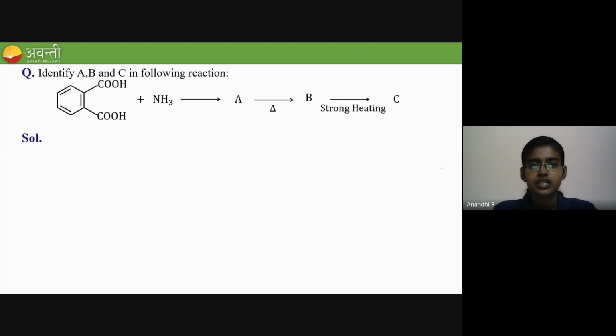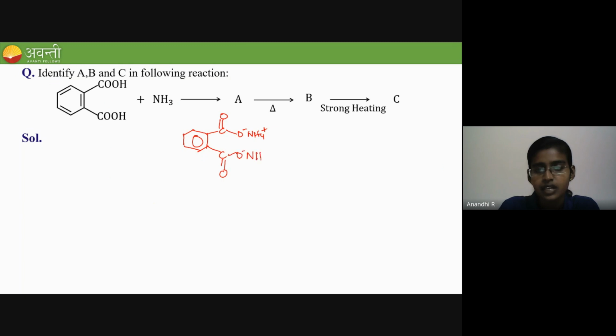So we'll go for the concept test. So students, just identify A, B, C in the following reaction based on the reaction which we discussed last, that is, the reaction with ammonia. So this is the dicarboxylic acid given to you, and it is getting treated with ammonia. So what is A? A is C6H5 COO minus NH4 plus. So both the hydrogens are getting replaced by NH4 plus ions. So this is compound A.